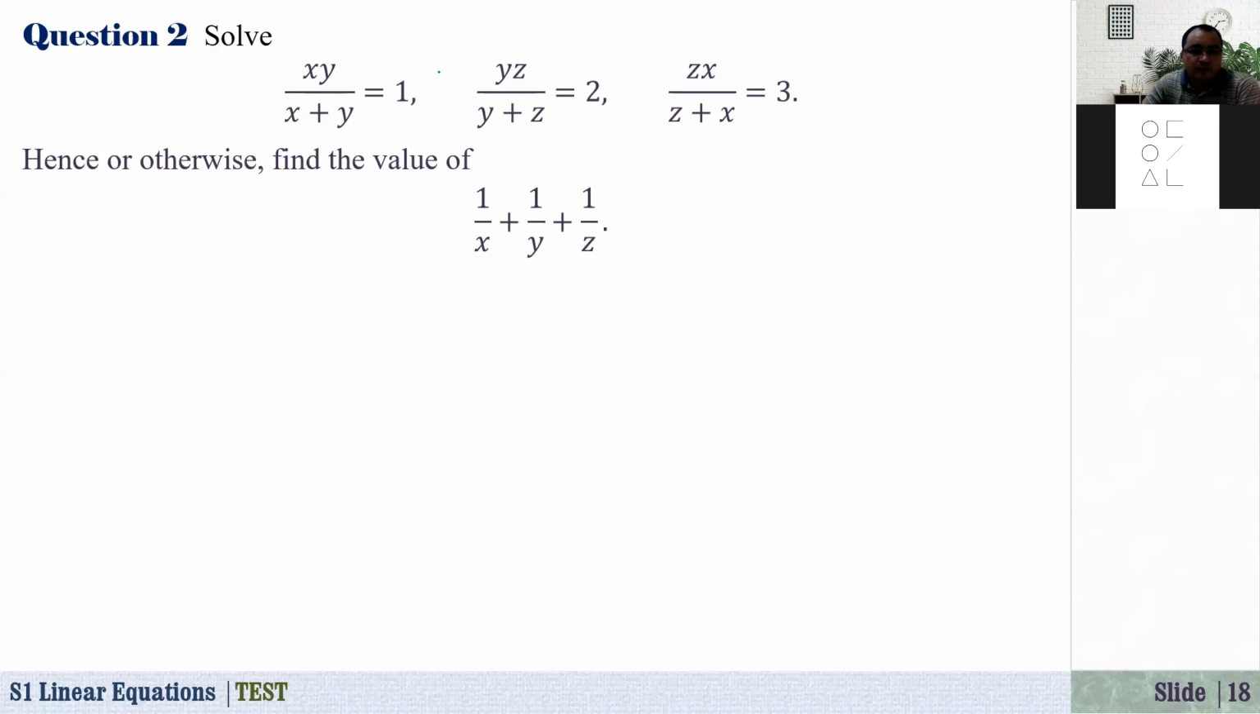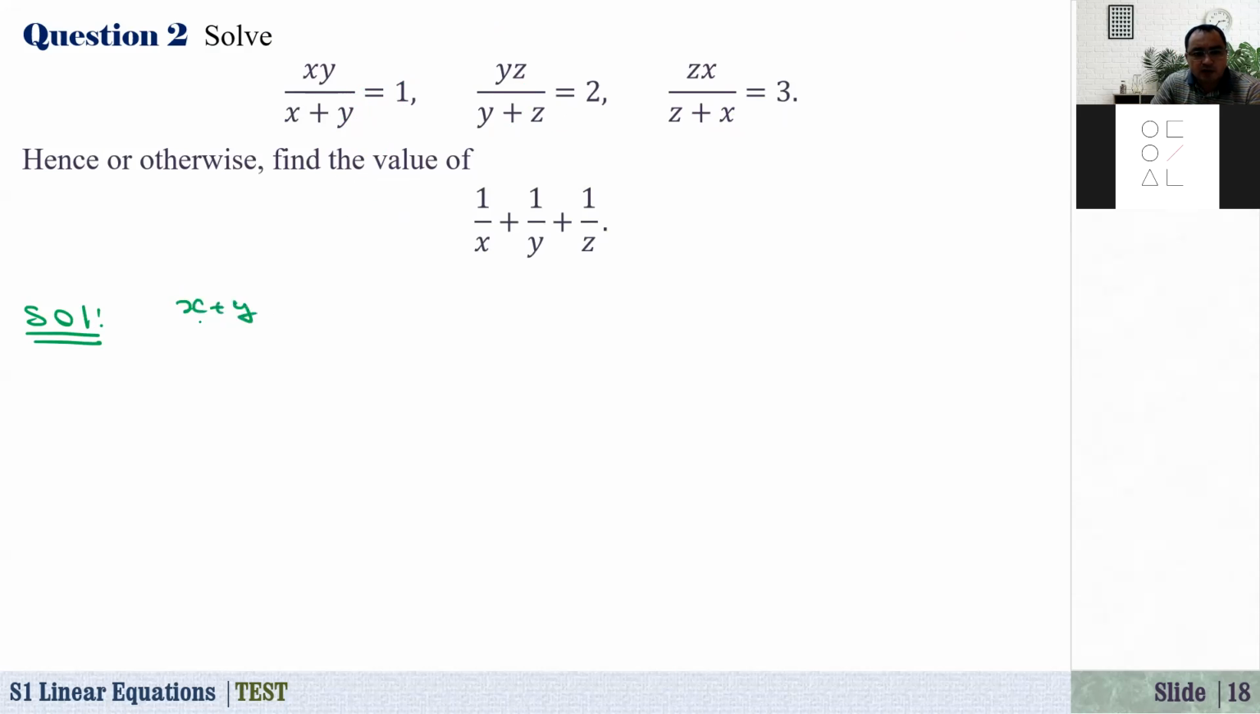Question 2: solve xy over x plus y equals 1, yz over y plus z equals 2, and zx over z plus x equals 3. Hence or otherwise, find the value of this. Okay, so solution. The first one, if you just write it upside down, what happens here?